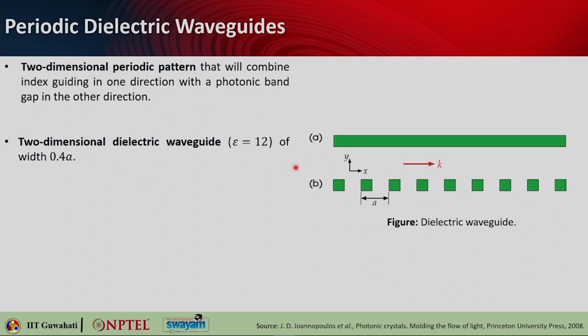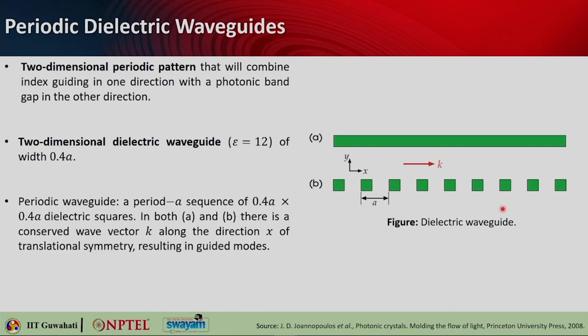Let us assume a two dimensional dielectric waveguide. The permittivity is epsilon equals 12. It is a 2D material into the plane, as you can see, so we are only bothered about the x and y dimensions. The height or width of this material is 0.4 a. What is a? A is basically the period. So this is a slab, or you can say a continuous waveguide, and this is a periodic dielectric waveguide, right.